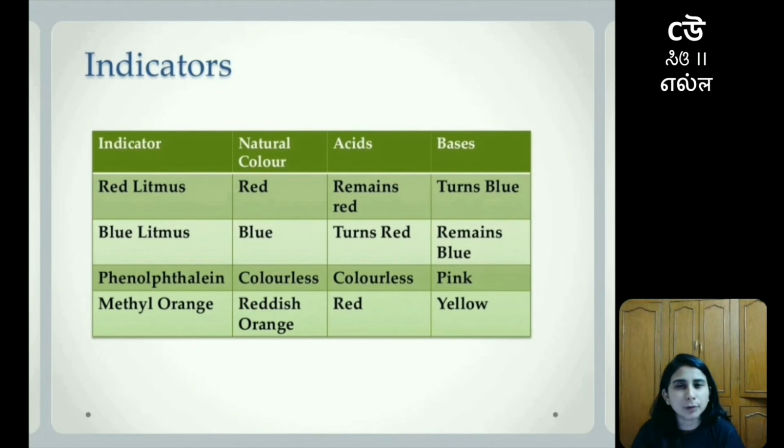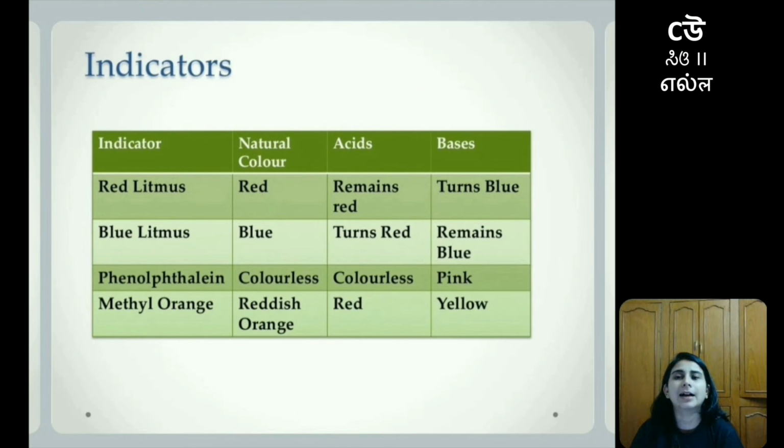Talking about blue litmus paper, naturally it is going to be bluish in color. So it will turn red with acid, but with bases it will still remain blue because nothing will change. Talking about phenolphthalein, it is naturally colorless. When it comes in contact with acids, it remains colorless, and if we talk about bases, it turns pink.